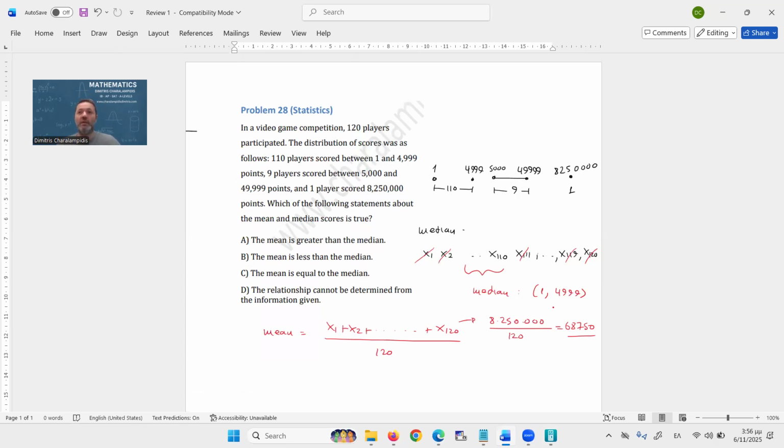So if we go on and add all the remaining scores, then it's more likely that that number will be even greater. So in any case, the median, which I repeat is a number between 1 and 5,000, will always be smaller than the mean, which means the mean is greater than the median. So A should have been the right answer for this question.